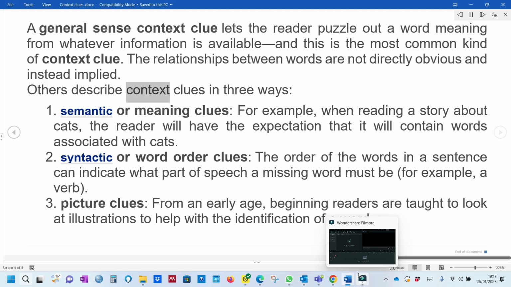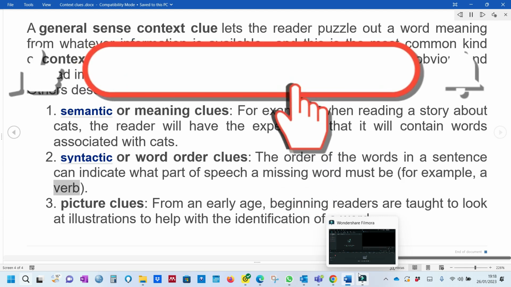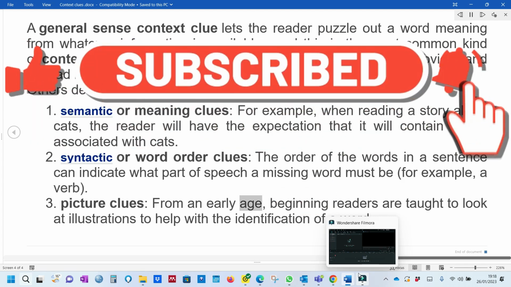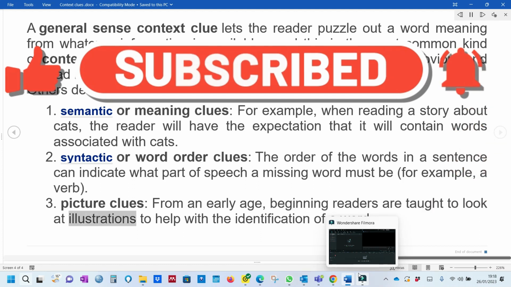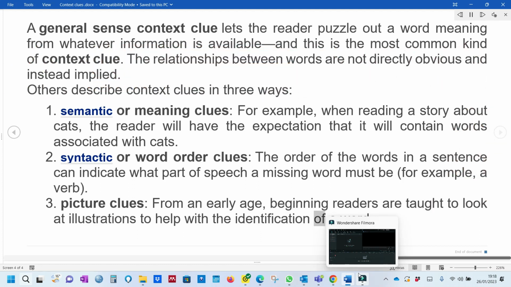Others describe context clues in 3 ways. Semantic or meaning clues. For example, when reading a story about cats, the reader will have the expectation that it will contain words associated with cats. Syntactic or word order clues. The order of the words in a sentence can indicate what part of speech a missing word must be, for example, a verb. Picture clues. From an early age, beginning readers are taught to look at illustrations to help with the identification of a word.